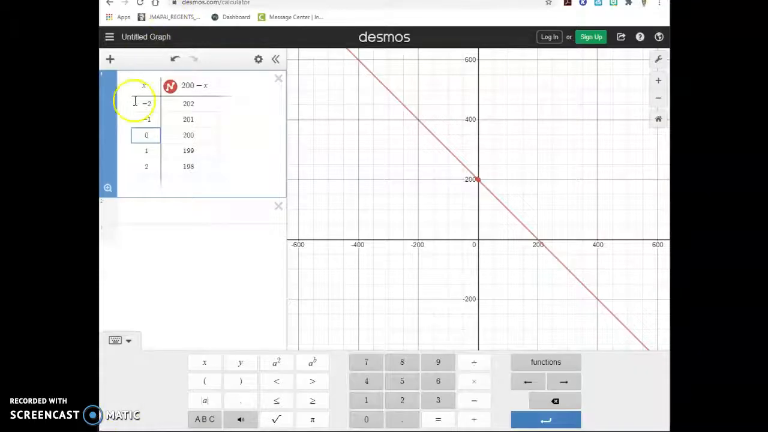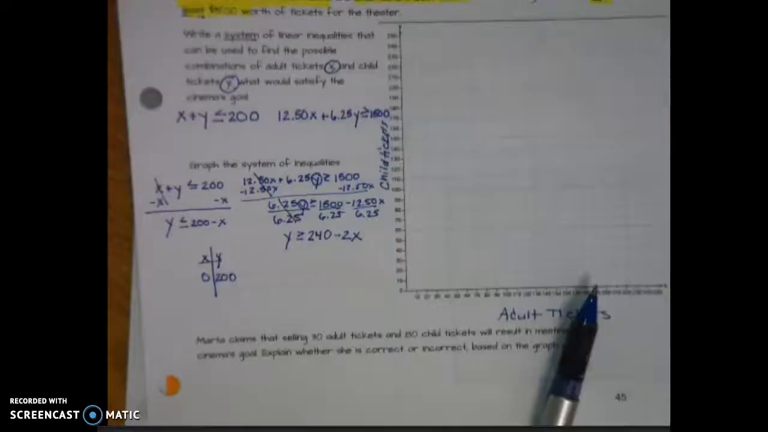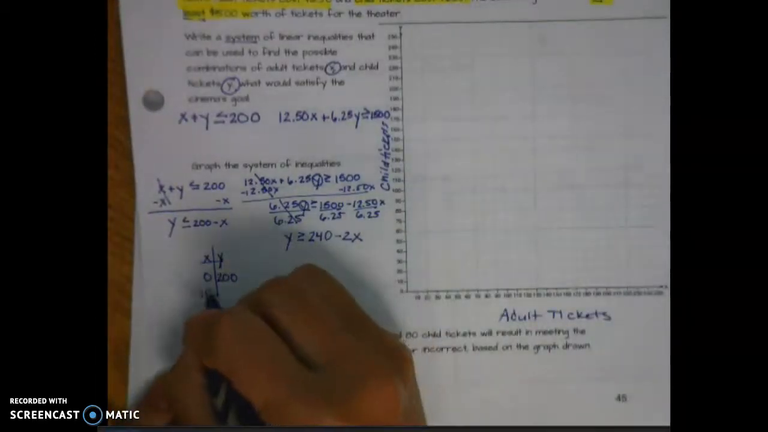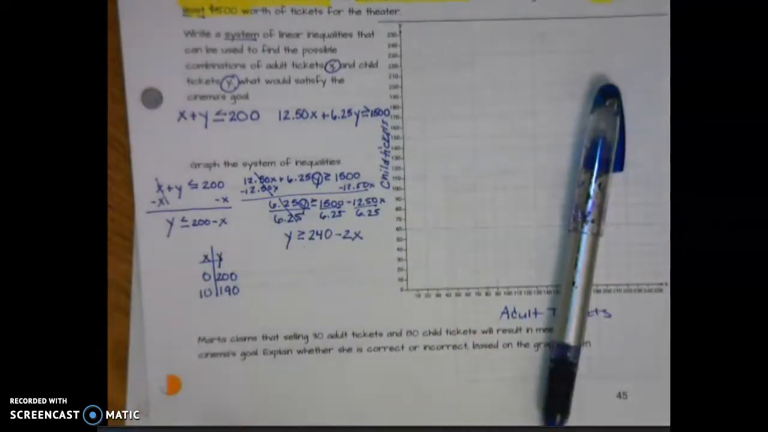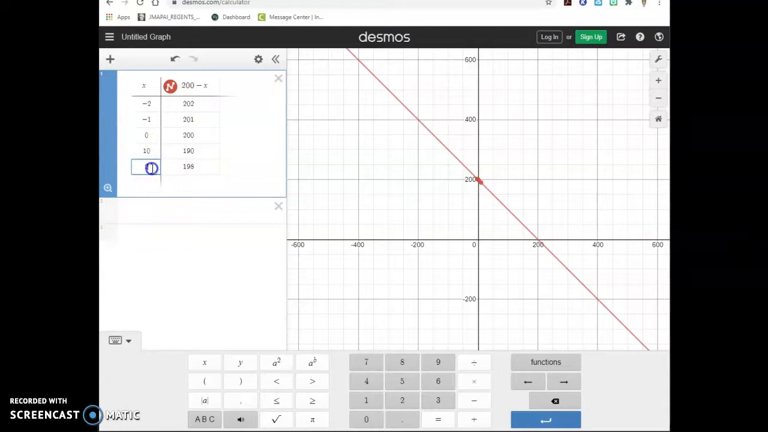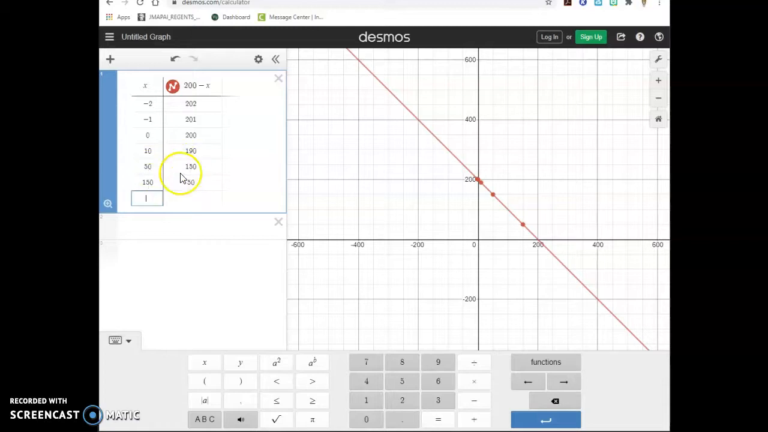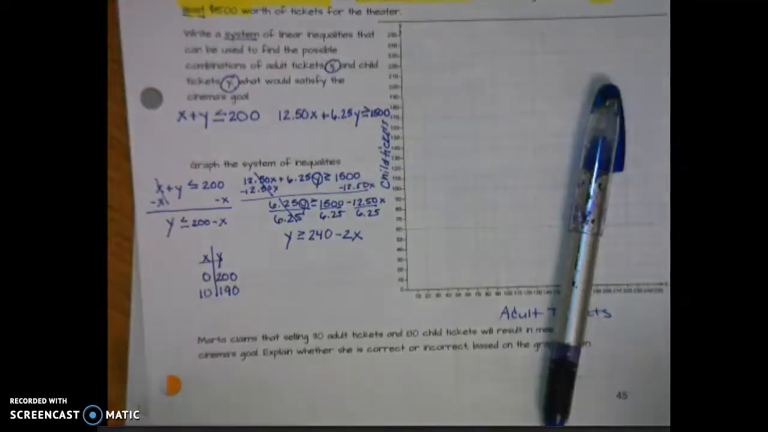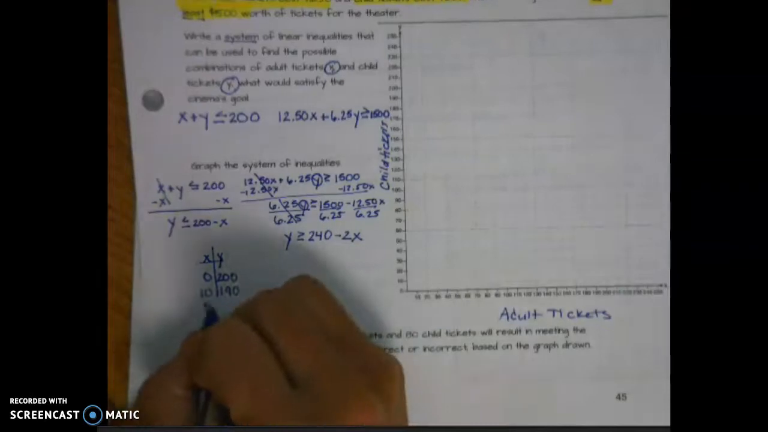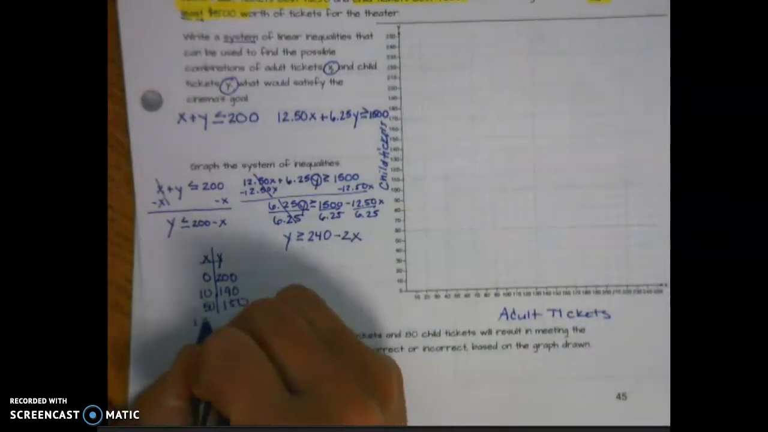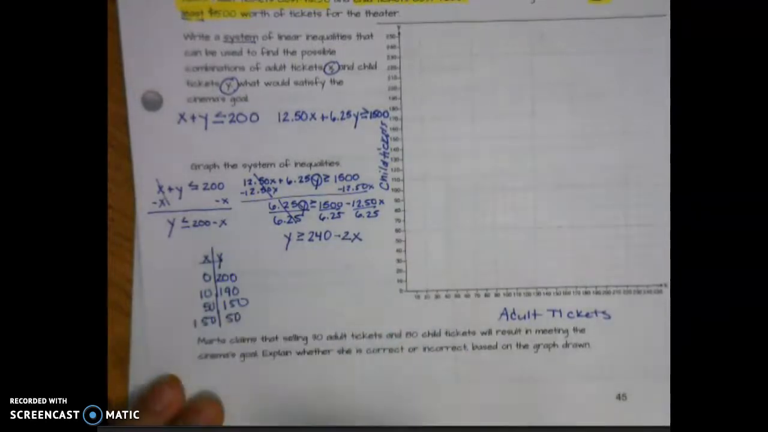So I can type in any x I want. So maybe we'll do 10 next. Okay, if I type in 10 here, it gives me the y value is 190. So let me put that on my table. So 10, 190. Okay. And then let's go back. Let's maybe come up with 2 or 3 more points. Let me type in x is 50. When x is 50, y is 150, and then I'll do one more. Maybe I do x is 150, and y is 50. So let me put those 2 points on my table. So I have 50, 150, and 150, 50. Okay.